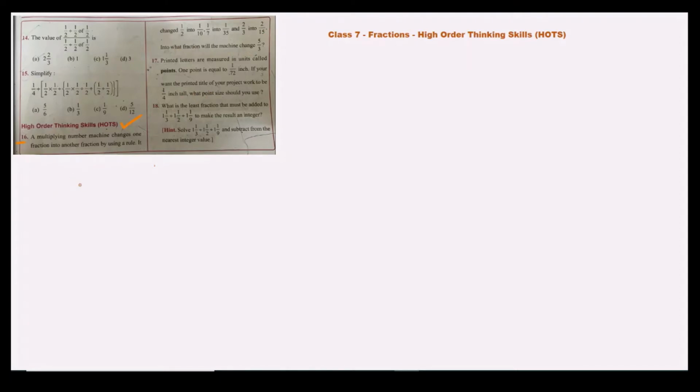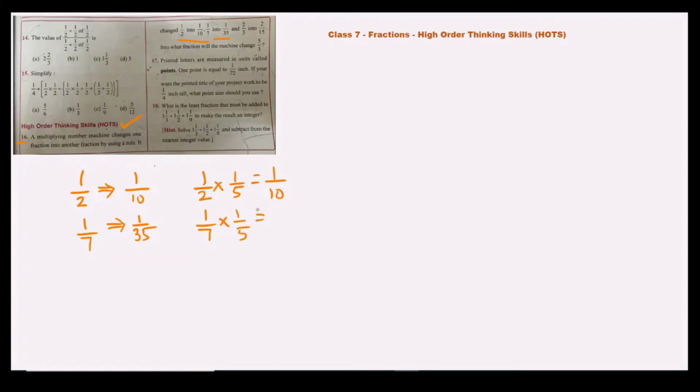So observe very carefully. Here there is a multiplying machine. It is changing a given fraction. 1 by 2 is given to us, and it has been changed to 1 by 10. How is it possible? It is possible because when there is 1 by 2, if I multiply it by 1 by 5, it becomes 1 by 10. Similarly observe the second fraction here: 1 by 7 is changing into 1 by 35. How is it possible? 1 by 7 into, again 1 by 5 I am performing.